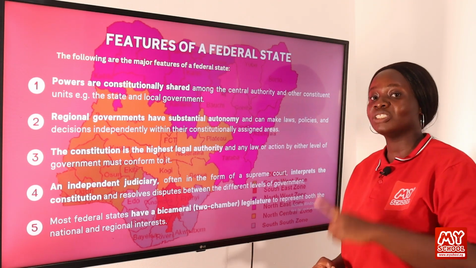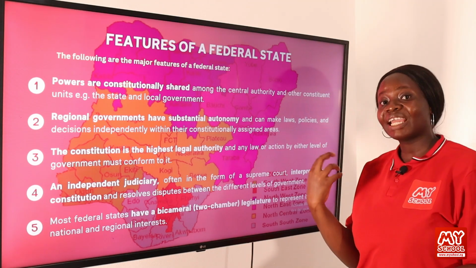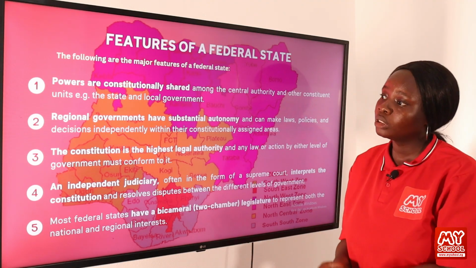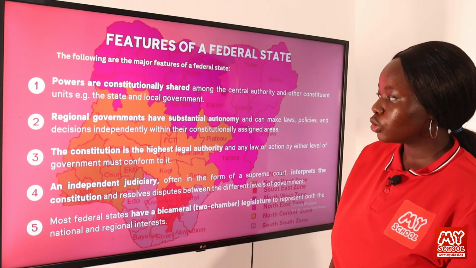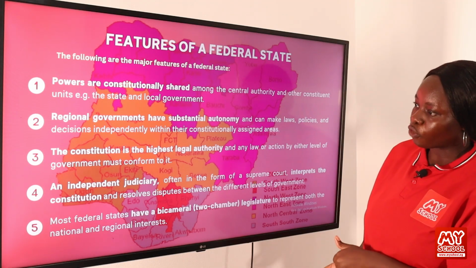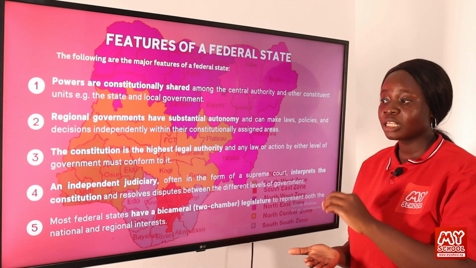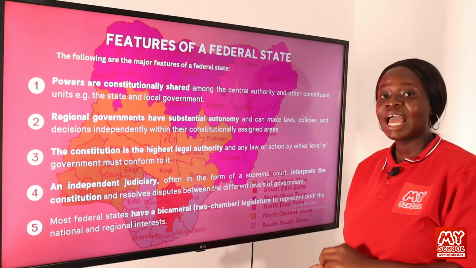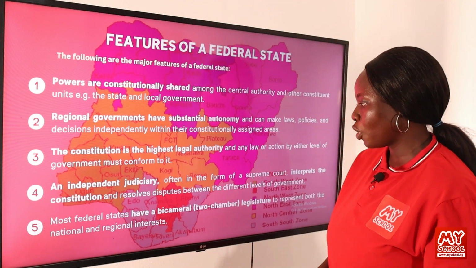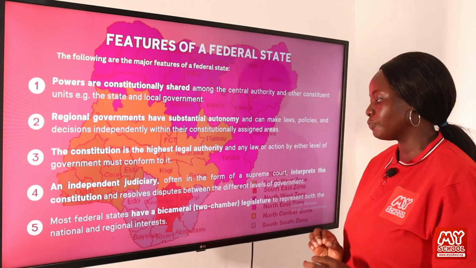So they do not need to wait on the legislature, the executive and judiciary at the federal level in order for them to make and implement policies that will help to drive their particular region forward. Another feature of a federal state is that the constitution is the highest legal authority, and any law or action by either level of government must conform to it. Again, the constitution is supreme, and every single level of government within that state has to conform to the dictates of the constitution. An independent judiciary, often in the form of a Supreme Court, interprets the constitution and resolves disputes between the different levels of government.